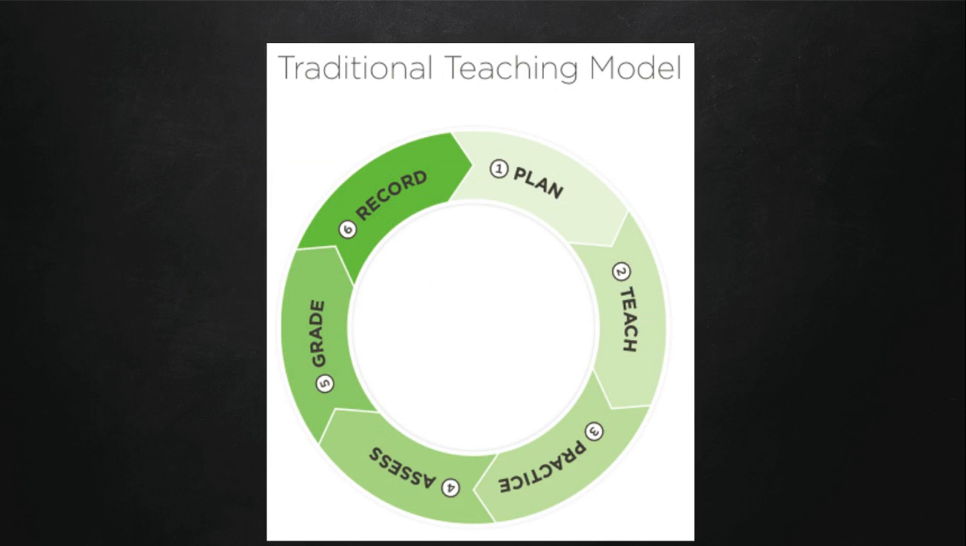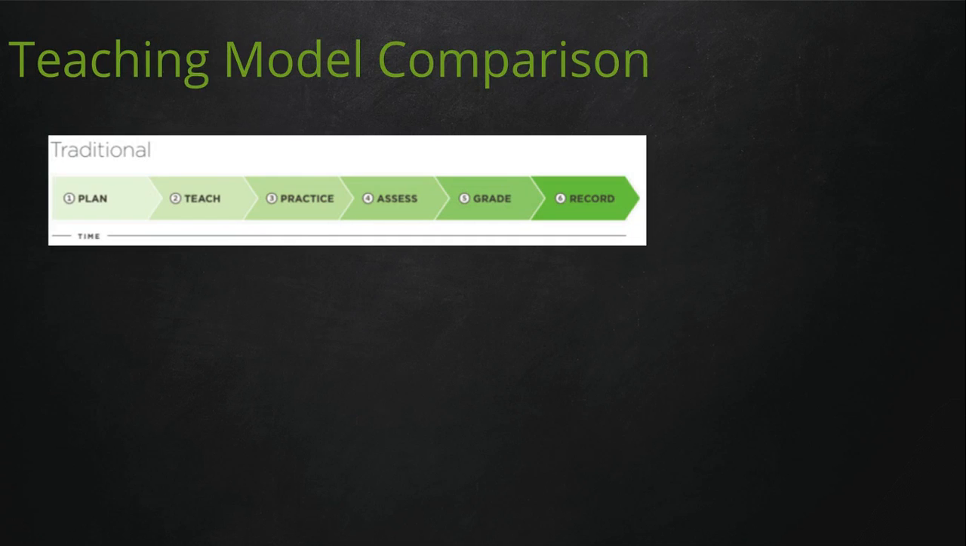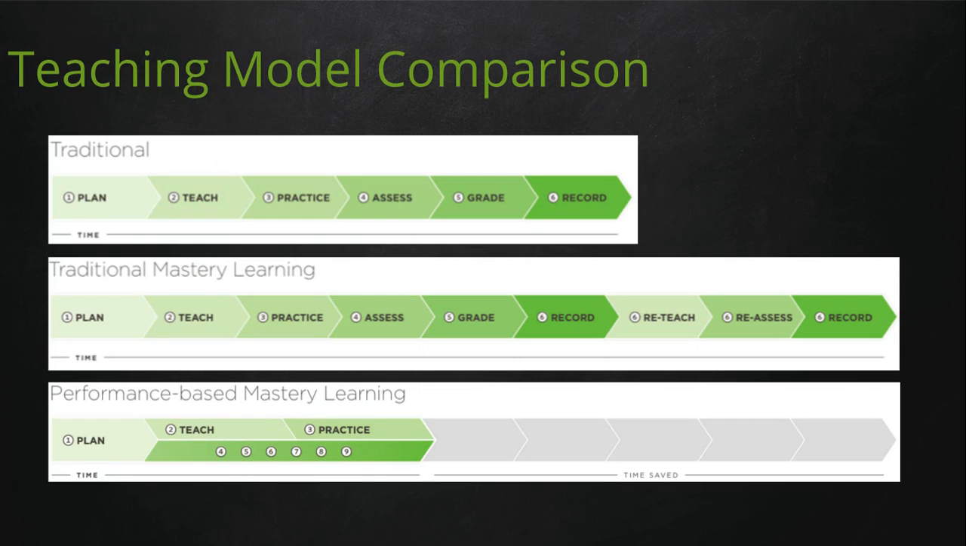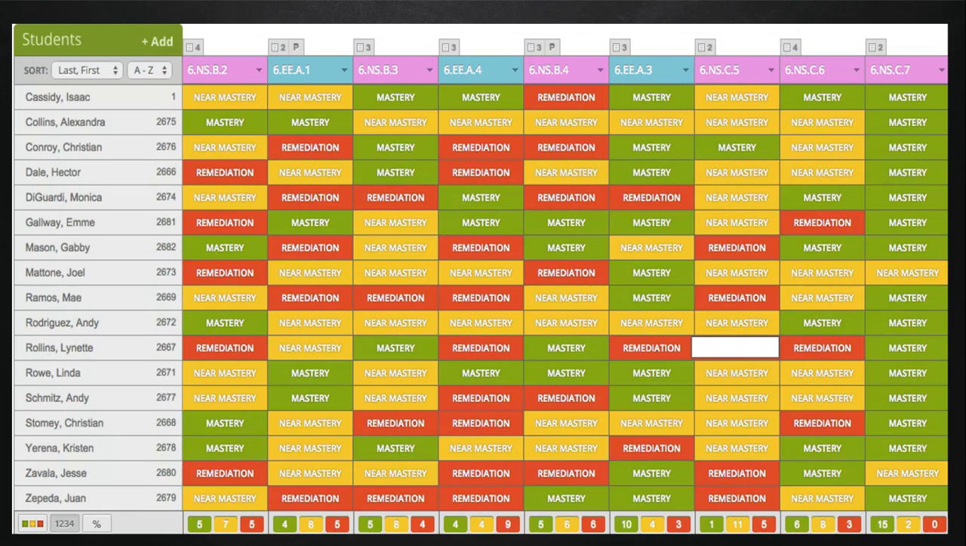So the traditional teaching model, we start out by planning our lessons, and we teach our lessons, our students practice it, we assess their information, whether it's through a project or a test, we grade it, and then we record that grade and we move on. However, with mastery learning, we're teaching, we're practicing, and we're assessing, we're grading, and then we're reteaching and reassessing and re-recording as we go. Performance-based mastery learning, we're doing all of that at the same time. So we're teaching and practicing, and while we're doing that, we're also assessing and grading and recording, reteaching, reassessing all at the same time. So MasteryConnect is going to help us do that in an easier format.